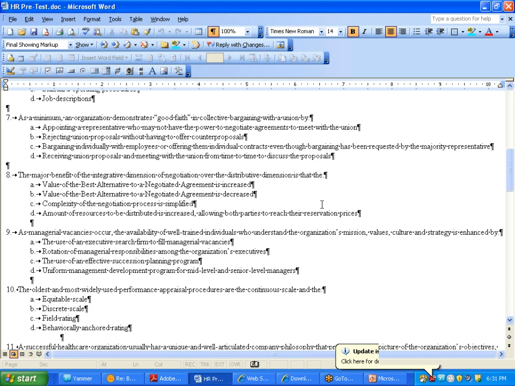Appointing a representative who may not have the power to negotiate agreements to meet with the union. It doesn't seem like it fits. It doesn't really make a lot of sense if you're trying to reach some type of agreement. Number C, bargaining individually with employees. I mean, that kind of defeats the overall purpose. So just based on that analysis, I actually went with D.